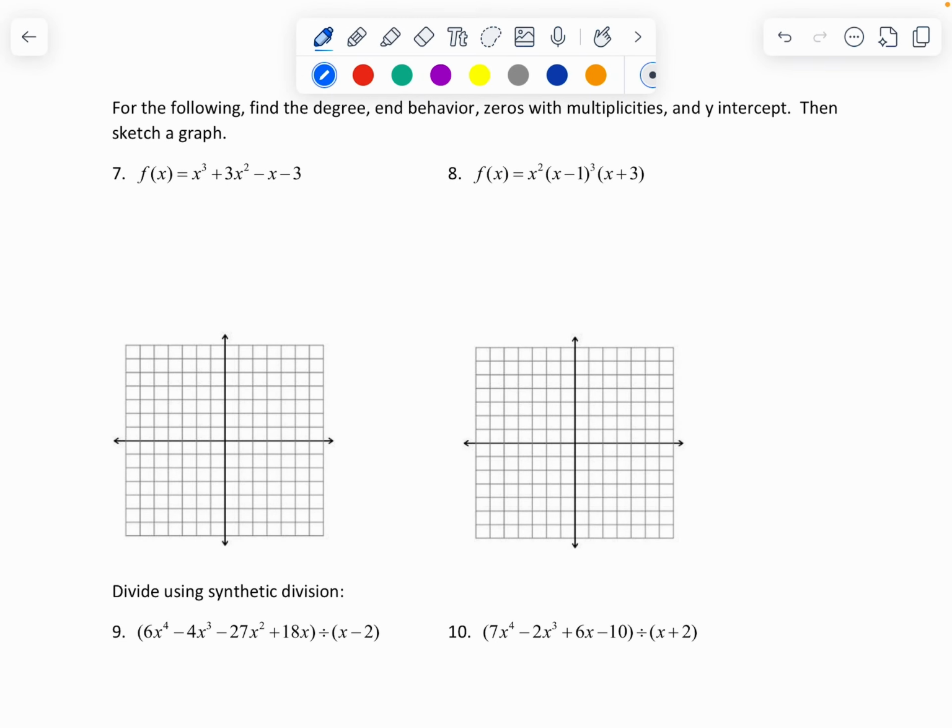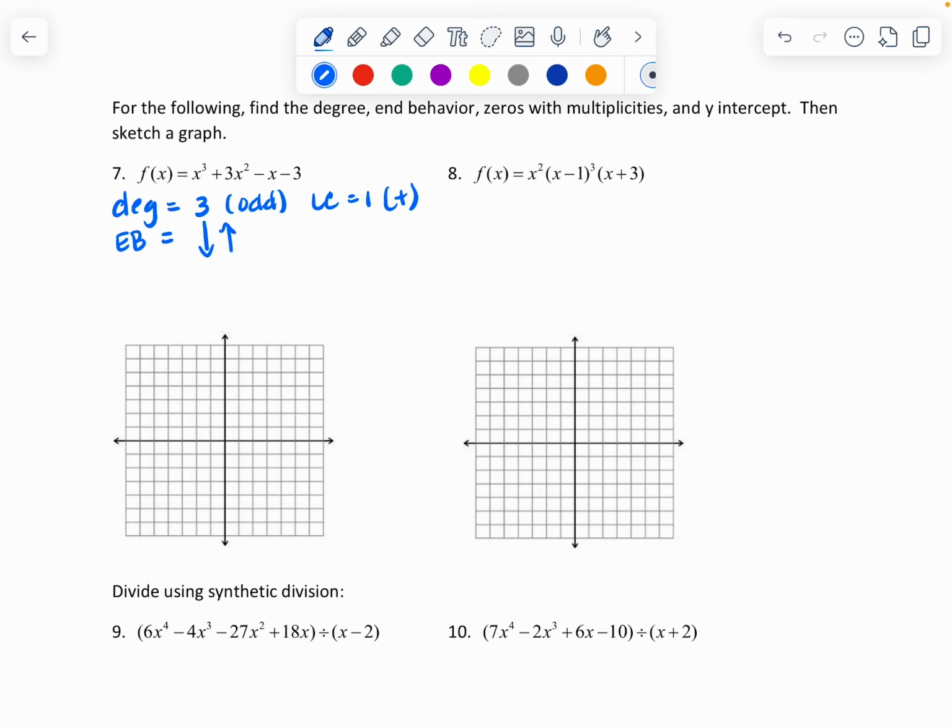All right, so here is number 7. It says, for the following, find the degree and end behavior, zeros with multiplicity, and the y-intercept, then sketch a graph. Okay, so for this one, the degree is the highest exponent that you see, which is going to be a 3. The end behavior, so I'll call this EB for end behavior. So because the degree is odd, and your leading coefficient is a 1, which is positive. So odd positive is going to give us down, up, okay?